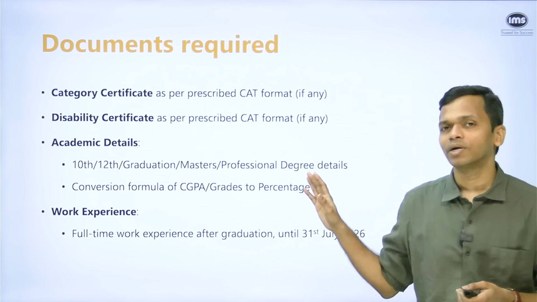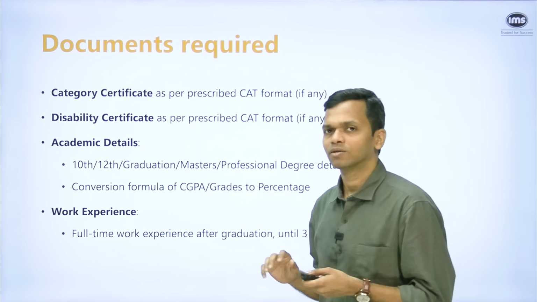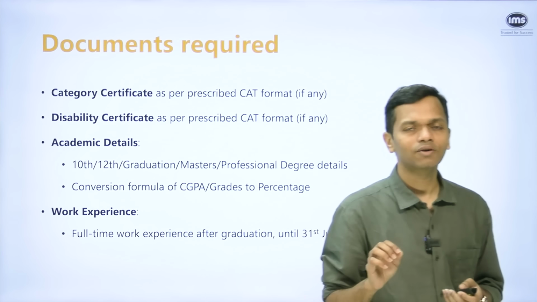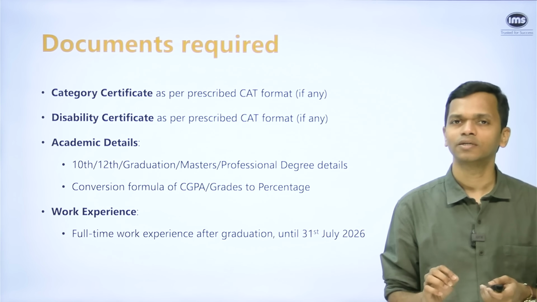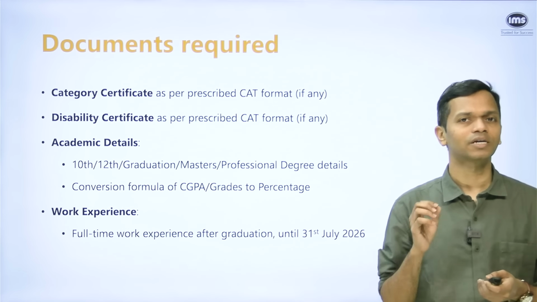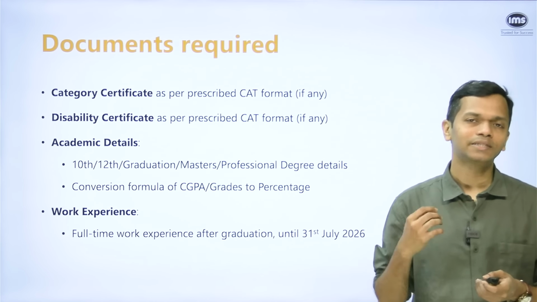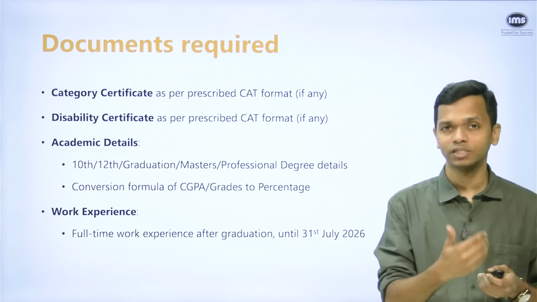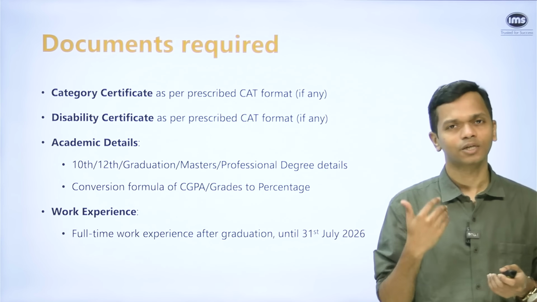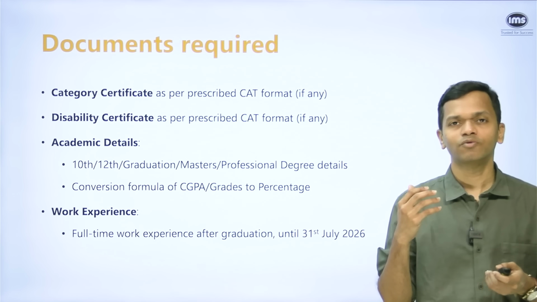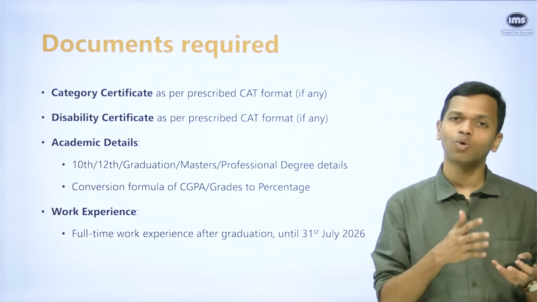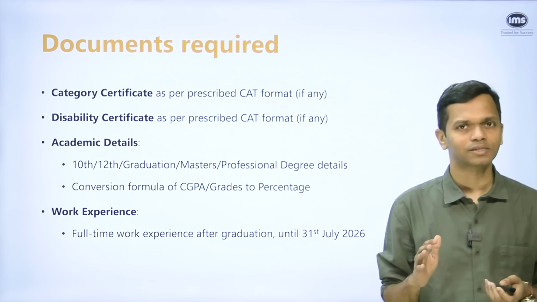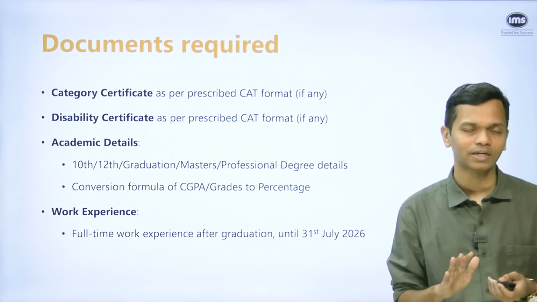Now, there is a CAT format that is available on the CAT website. So do you need to have the document in the exact same format? No. On the CAT website, you will find a prescribed format. If you do not have a category certificate at this point of time, but you're eligible, in that case, you can use the CAT format and then apply for the certificate at the local offices that issue these certificates. But if you already have an existing certificate which covers all the points mentioned on the CAT format, then you can use the certificate as it is. So you don't have to make a new certificate in that case.